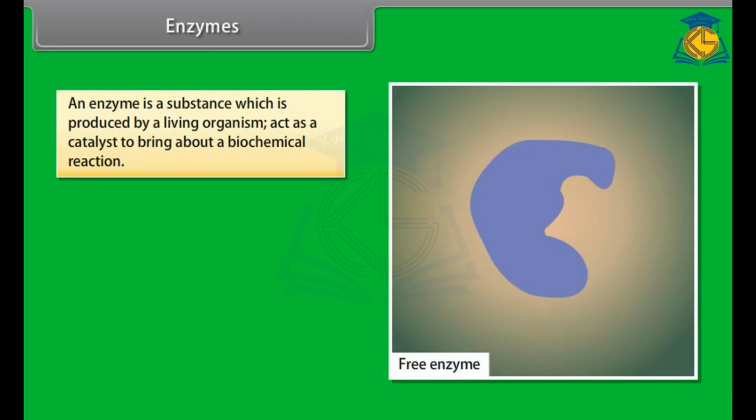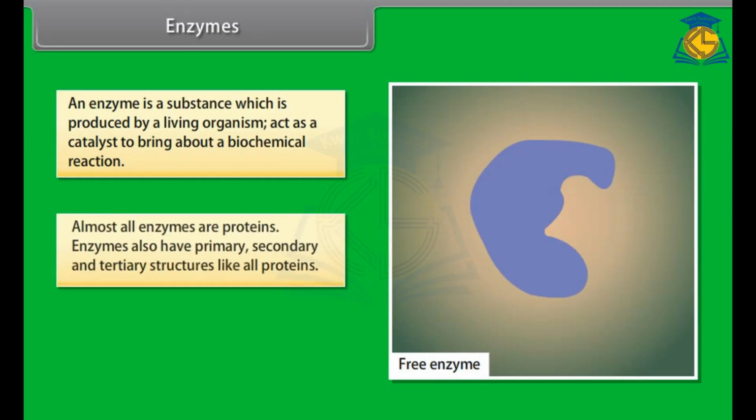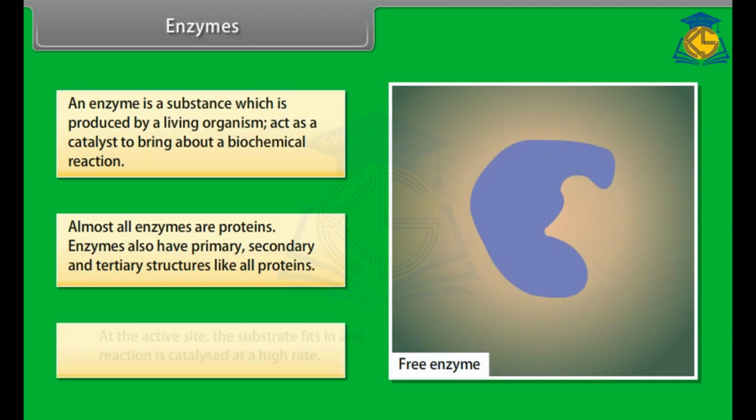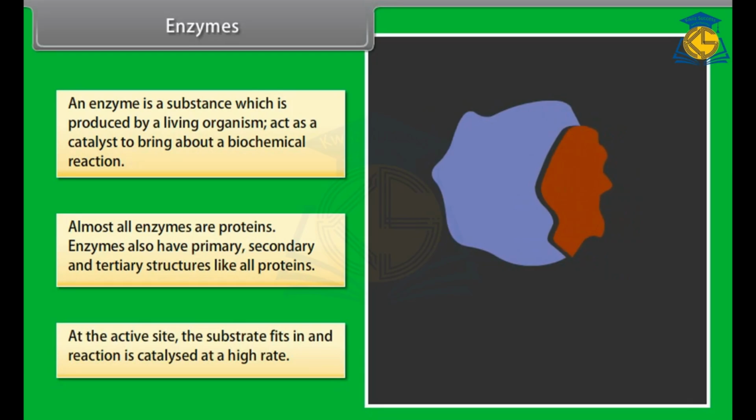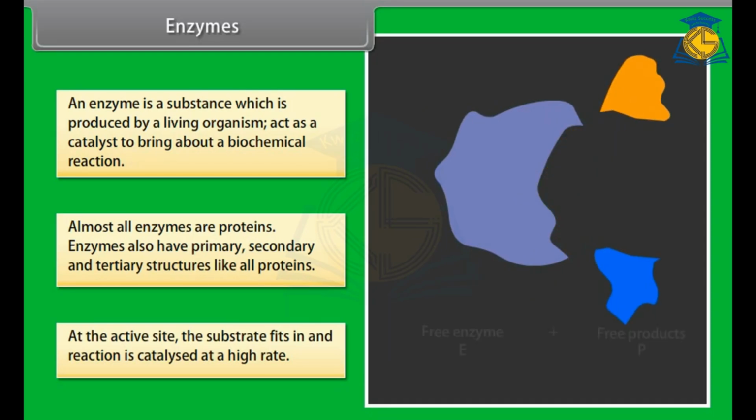Enzymes. An enzyme is a substance produced by a living organism that acts as a catalyst to bring about a biochemical reaction. Almost all enzymes are proteins. Enzymes also have primary, secondary, and tertiary structures like all proteins. At the active site, the substrate fits in and the reaction is catalyzed at a high rate.